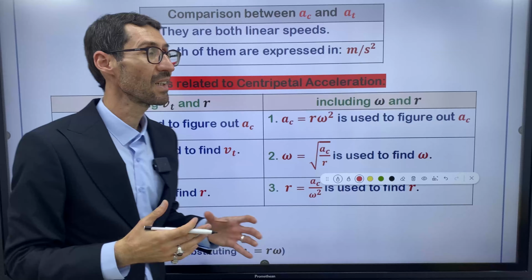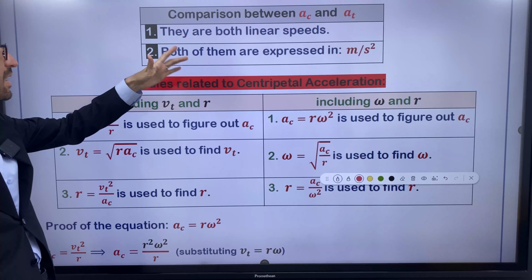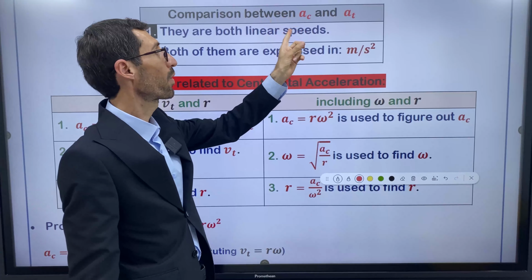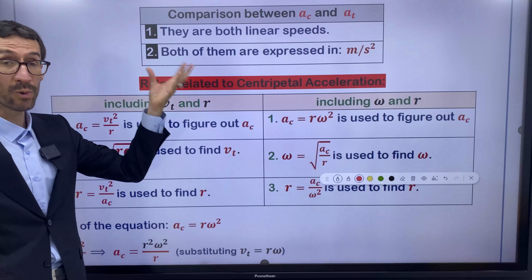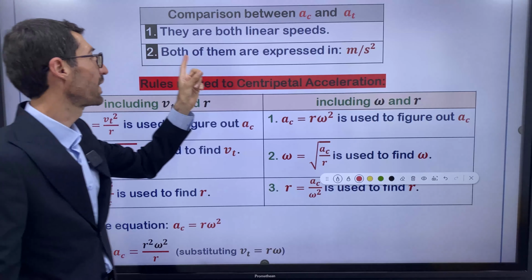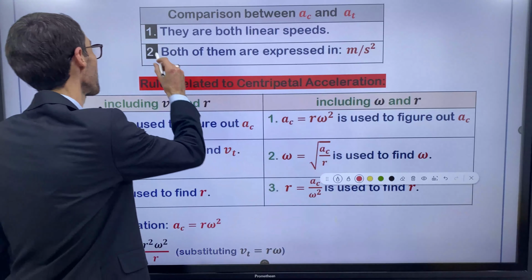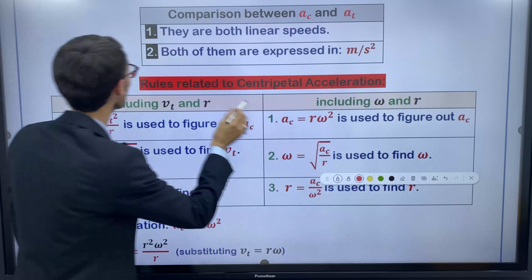Comparison is similarity. Actually, there are two similarities between AC and AT. The first one, they are both linear speeds. So both AC and AT belong to linear speeds. Both of them are expressed in meter per second squared. So there are two similarities in this situation.